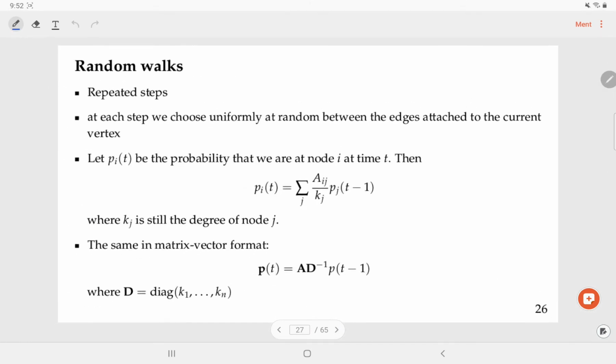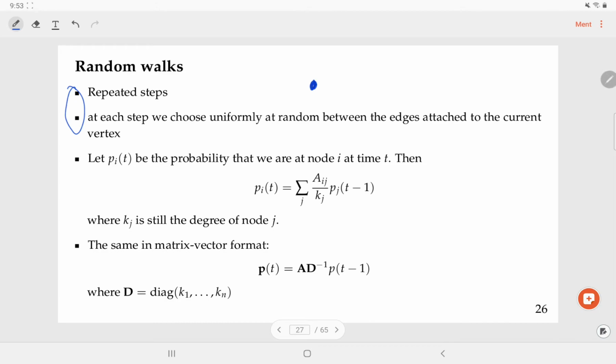Okay, now let's consider random walks now. What do they mean, or what are they? A random walk consists of repeated steps on the graph. We usually start from a node, whatever, and if we are standing at a node, then depending on how many edges it has, so now let's consider the undirected case, okay?